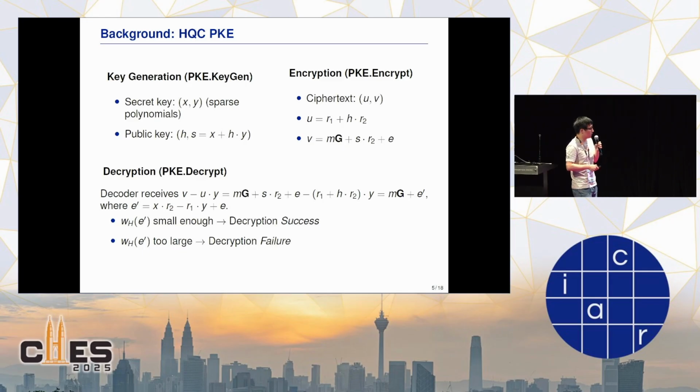For decryption, the decoder receives this value after some simple calculation. You find that it is actually the encoding of m plus this small noise term e prime. Because x, r2, r1, y, and e are all sparse, e prime is sparse. It is a very sparse vector, and the Hamming weight is very small, so with overwhelming probability the decryption will succeed. HQC provides rigorous decryption failure analysis, but in some very rare cases this weight can be large and you get a decryption failure.